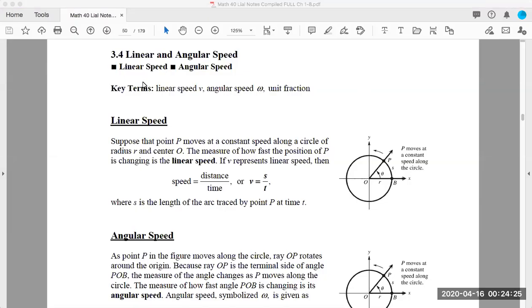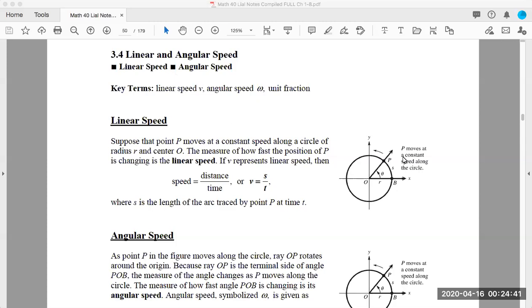Hey everybody, this is my last video from section 3.4. It's going to be on your quiz 3, a similar problem anyway. I'm going to recap what linear and angular speed are with you.